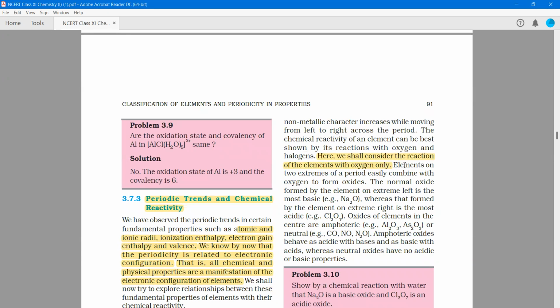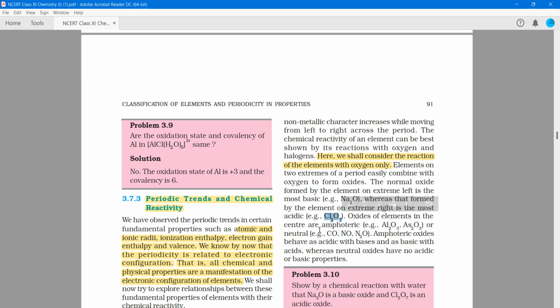We will react any element with oxygen, because oxygen is very reactive. Elements on the two extremes of a period easily combine with oxygen to form oxides. The normal oxide formed by the element on the extreme left is most basic. Okay, it is Na2O, because sodium can give one electron, and oxygen can take two electrons to form its octet. That is why you need two sodium. So it forms Na2O, whereas that formed by the element on the extreme right is Cl2O7.